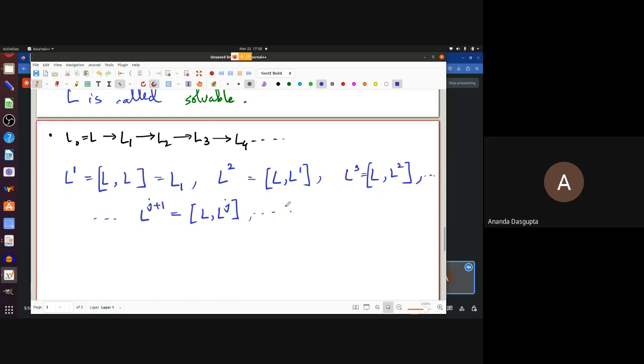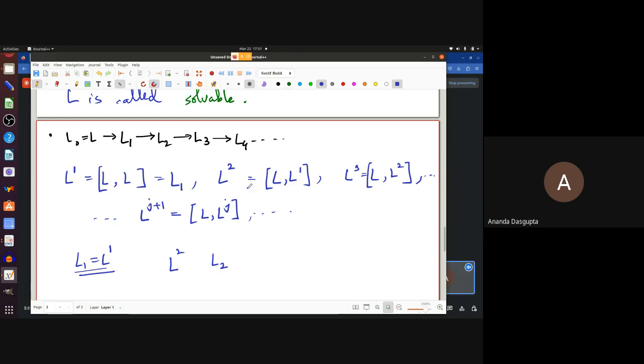Okay, and now, okay, now tell me one thing. Of course, L1 is the same as L. What can you say about L2 and L lower 2? Sorry, L1 is not the same as L. L1 is the same as L1. One is the superscript, the other is the subscript. How are these two related?